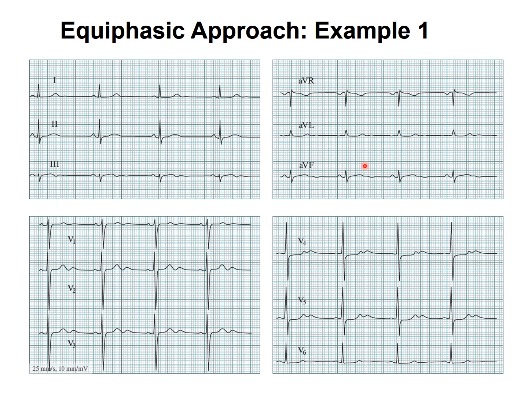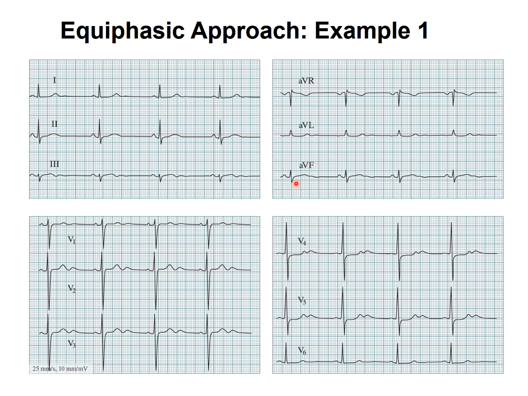Now let's look at a tracing. First of all, to determine the main electrical axis, we only use the frontal panel. We are not going to use the horizontal leads. So look at leads 1, 2, 3, AVR, AVL, AVF, and look at the QRS complexes. Which one is closest to zero? Which sum of the R and S is closest to zero?